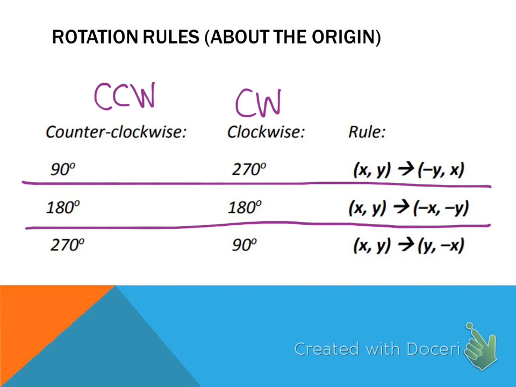For 180 degrees, it doesn't matter if you're going clockwise or counterclockwise, it's the same thing. You're just going to switch x and y to both be negative, but you do not flip-flop where they are. For 270 counterclockwise, that's the same as 90 degrees clockwise. We flip-flop the x and y, and we make the original x negative.